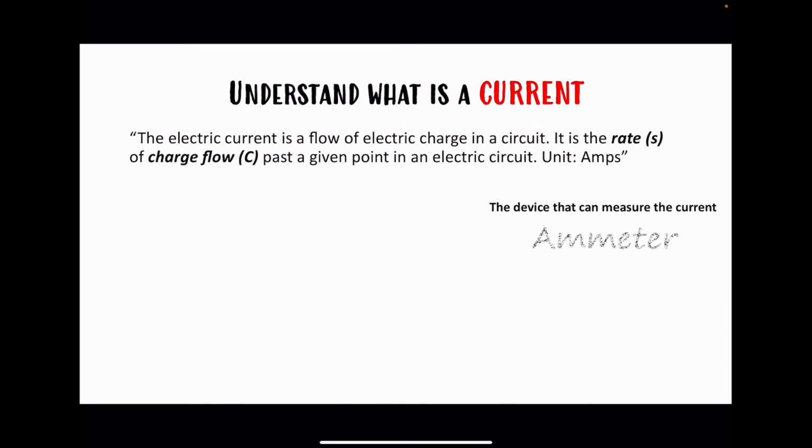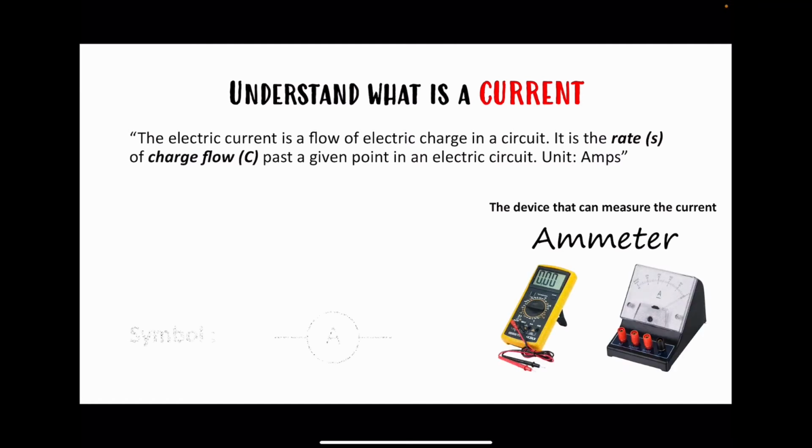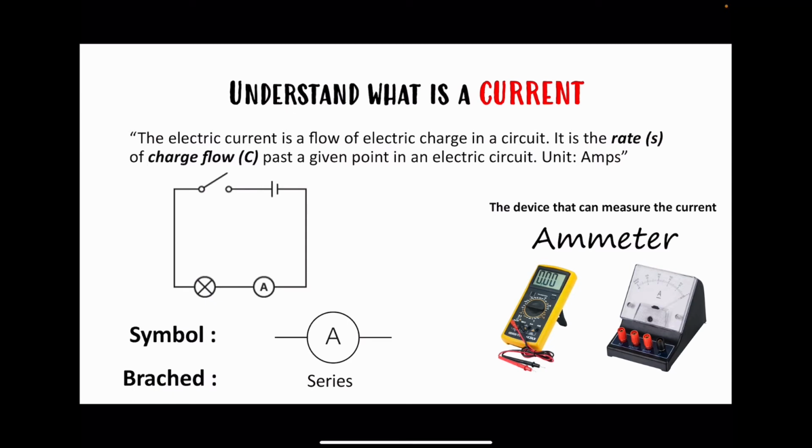Okay, so how can we measure the current? Using which device? It's using an ammeter. An ammeter has a symbol A, and it is usually branched in series. We will get to understand the branches in the following parts of our presentation.